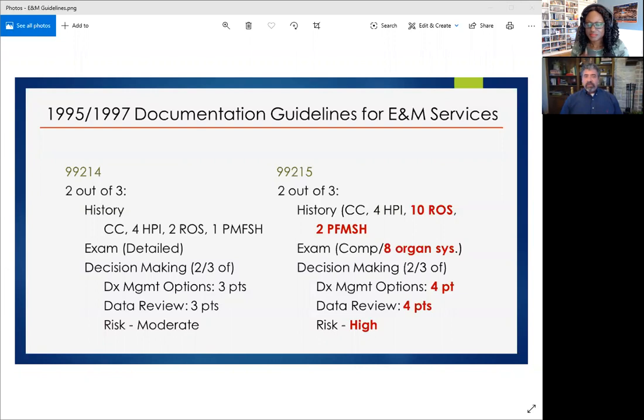You have to have 2 elements of past medical, family, social history, which usually means you have your problem list and med list. That's medical history. And at least one other question from social history, like smoking or drugs or whatever, or at least one other question from family history. But it needs to be pertinent to the visit.